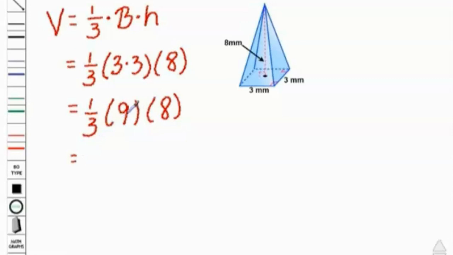1/3 times 9 is 9 divided by 3, which is 3. And 3 times 8 is 24. So we get 24 cubic millimeters. So the volume of this pyramid is 24 cubic millimeters.